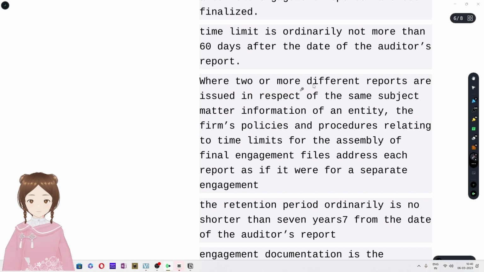Where two or more different reports are issued in respect of the same subject matter information of any entity, the firm's policies and procedures relating to time limits for assembly of final engagement files address each report as if it were a separate engagement. So what they are saying is that these are different reports, and the time limits apply as for a separate engagement. So if the auditor or partner gives two audit reports, the 60 days has to be calculated for the two independently.